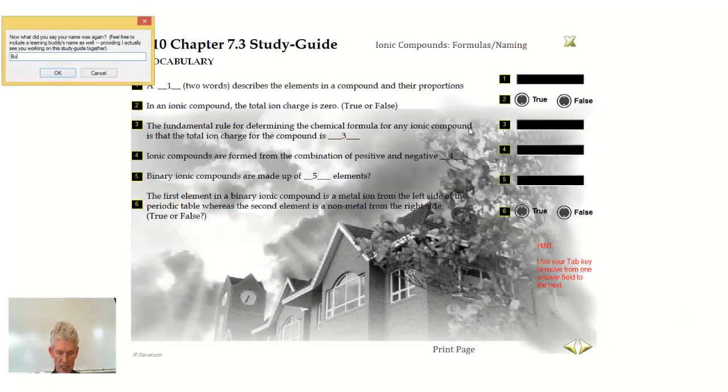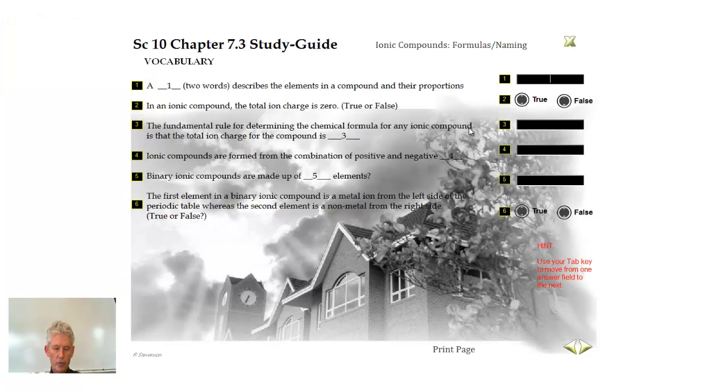So let's just see what Bobby knows so far. This is kind of a review of what you should know. The something or other describes the elements in a compound and their properties. What do you think? I'd suggest that what we're looking at here is a chemical formula.